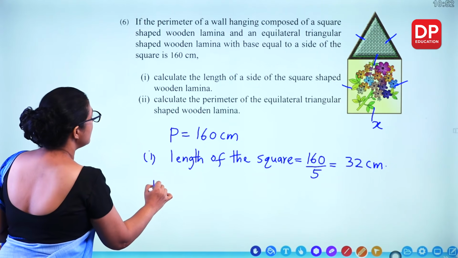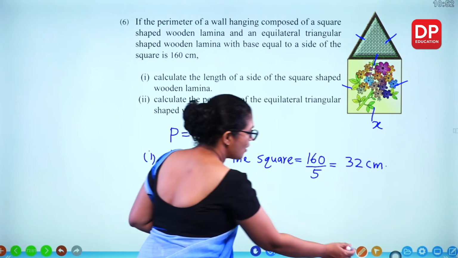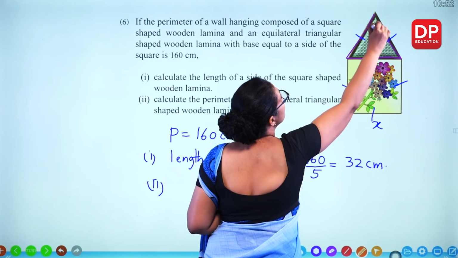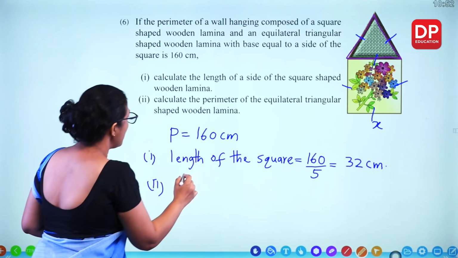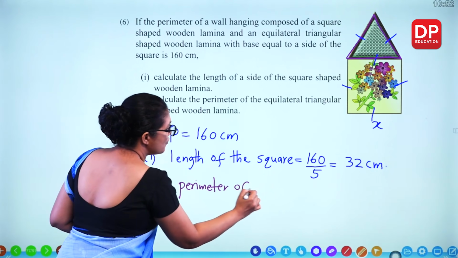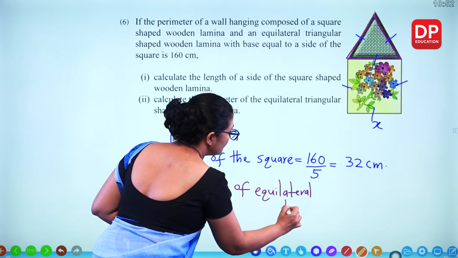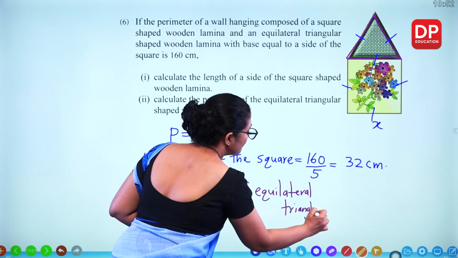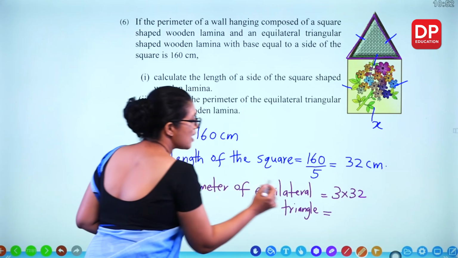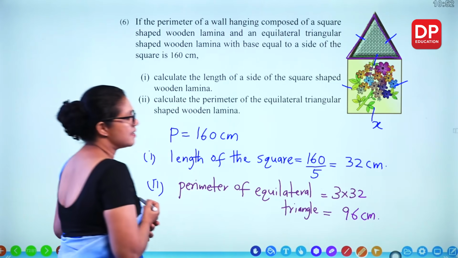Then calculate the perimeter of the equilateral triangular-shaped wooden lamina. So they are asking only the perimeter of this one. So 3 times that. The perimeter of the equilateral triangle only is three times one side, which is 32. 3 times 32 is 96 centimeters.